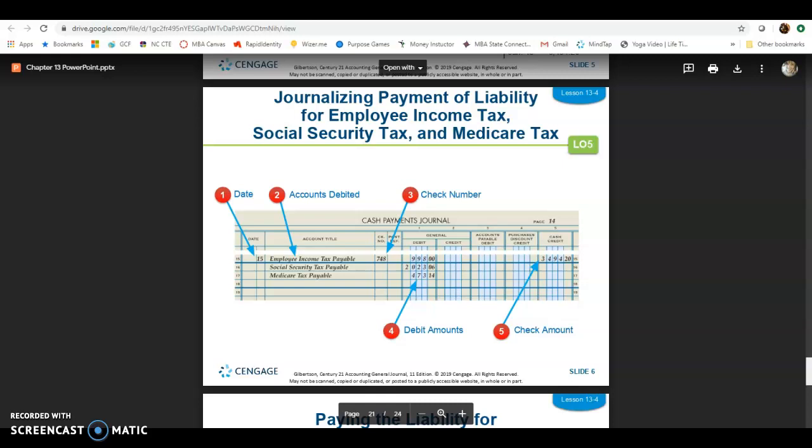Okay, guys and girls, we are going to skip 13-3 and jump right into 13-4, where we're going to journalize the payment of those payables, those tax payables that we just talked about, for the employee income tax, which is the federal tax, the Social Security tax for the employee's share and the employer's share, and the Medicare tax, again, for both the employee share and the employer share. So this is what it'll look like. Of course, it's going to be a payment, so it'll go in your cash payments journal.